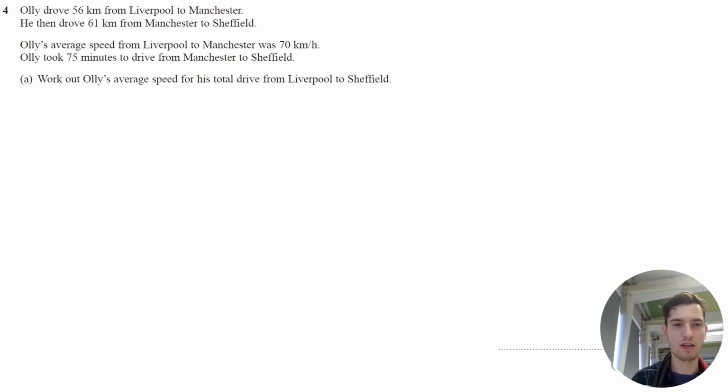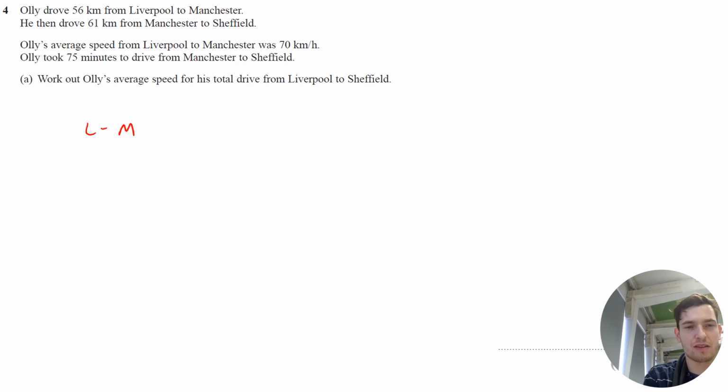Okay, question 4. Ollie drove 56 kilometers from Liverpool to Manchester, 61 kilometers from Manchester to Liverpool. Okay, so immediately I am thinking this is going to be an average speed problem. Let's draw a table. So I've got Liverpool to Manchester, L to M, and then Manchester to Sheffield. And I think that is it in the question.